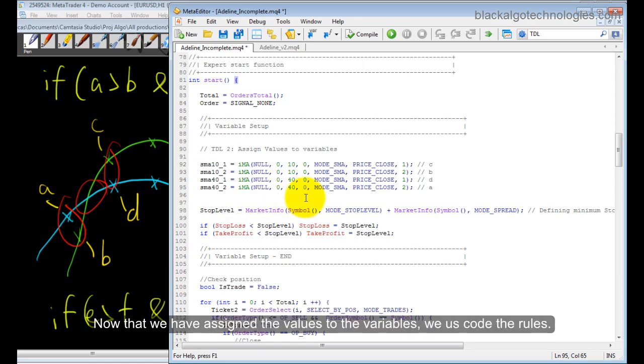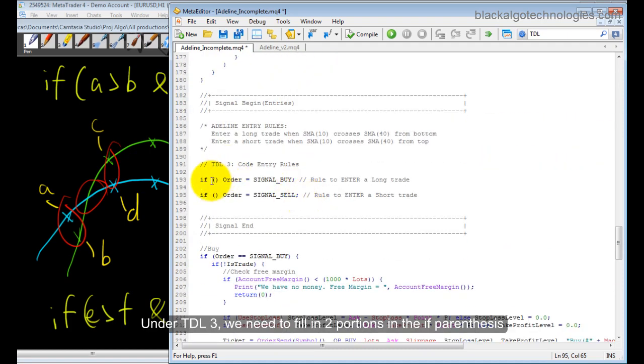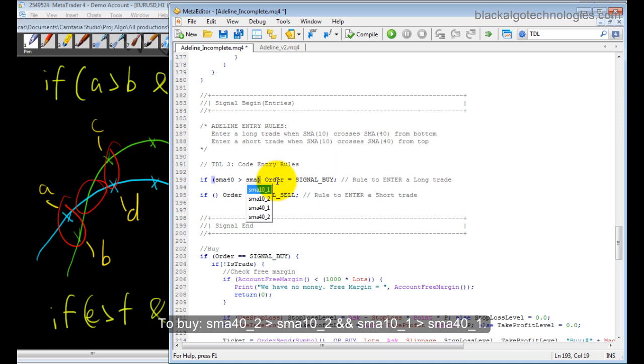Now that we assign the values to the variables, let us code it out. Under TDL3, we need to fill in these two portions in the if parenthesis. To buy, SMA 40 must be greater than SMA 10 1, SMA 42 must be greater than SMA 10 2, and SMA 10 1 must be greater than SMA 41.